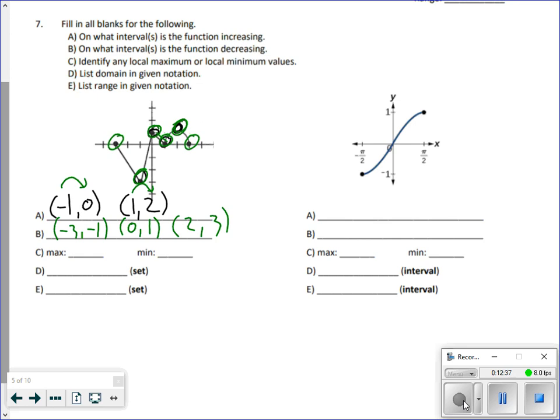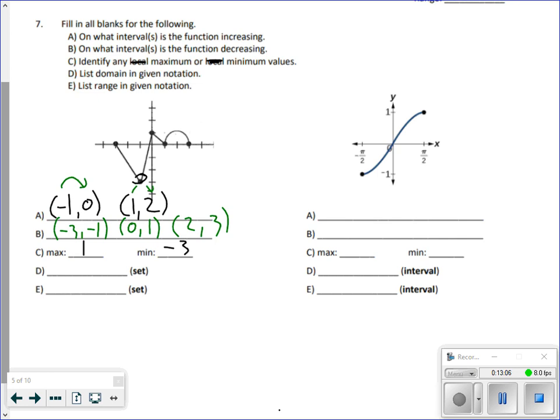All right, and then for C, we're going to cross out this word local. We didn't teach you guys that yet. So what we're going to do is just look for the biggest point, the maximum, or the smallest point, the minimum. So in this case, let's go ahead and erase all this so you can see a little better. The highest point we see is at 1, right? A y value of 1 is our maximum. And then for our minimum, the smallest value that we see is -3, right there.